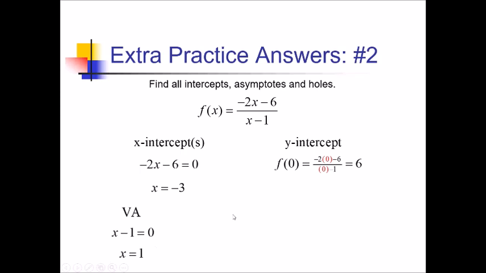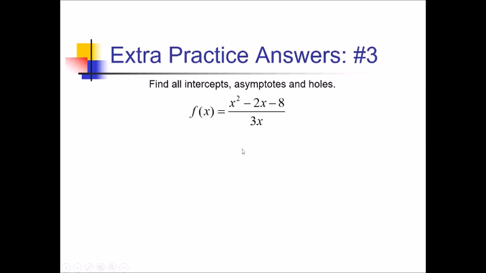Since there are no common factors that got canceled out, when I'm looking for holes, I'm not going to find any here. No canceled factors means no holes. For horizontal asymptotes, looking at my original function at the degree of the numerator and denominator, they are the same degree. They're both linear. Both have x to the first power as the highest exponent. So then I take the ratio of the coefficients of the lead terms, negative 2 and an invisible 1. Since it's the same degree, I can write negative 2 over 1, and then I'll reduce that to negative 2 for my horizontal asymptote.